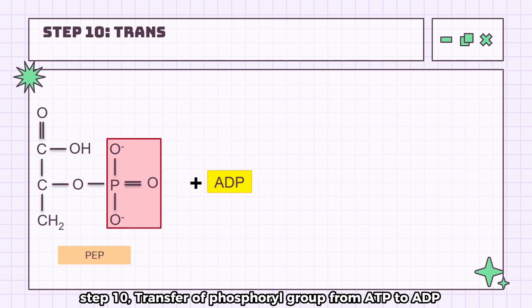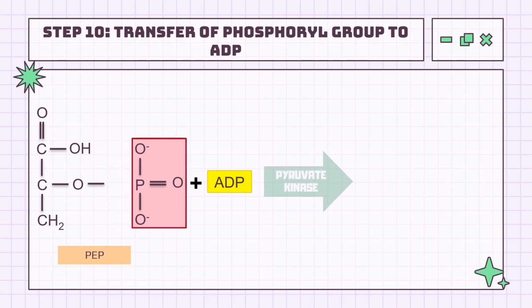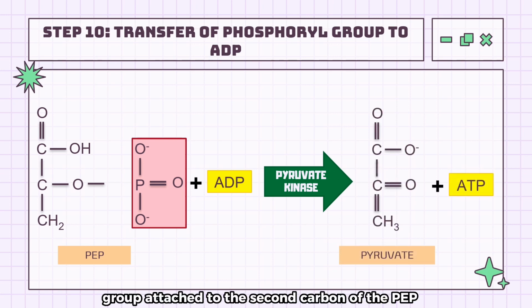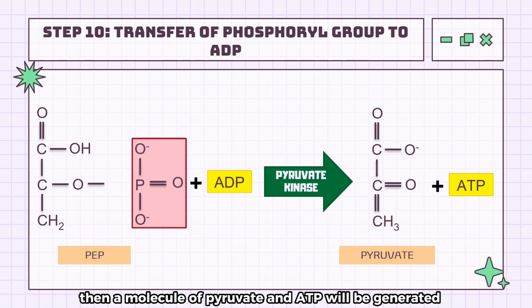Step 10. Transfer of phosphoryl group from ATP to ADP. In this step, phosphoenol pyruvate is converted into pyruvate with the help of the enzyme kinase. As the enzyme name suggests, this reaction involves the transfer of phosphate group. The phosphate group attached to the second carbon of the PEP will be transferred to the molecule ADP. Then, a molecule of pyruvate and ATP will be generated.